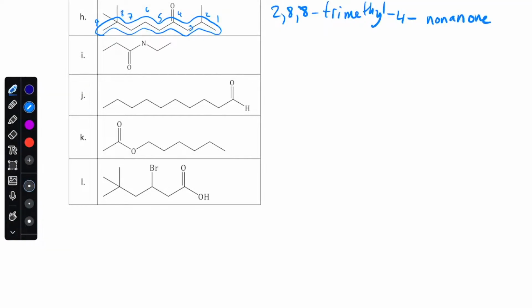Structure I. There's something wrong with structure I. Structure I is missing something. Any guesses? There has to be another hydrogen on that nitrogen. I don't know if you noticed that. My organic chemist eyes zoom in on that missing atom.